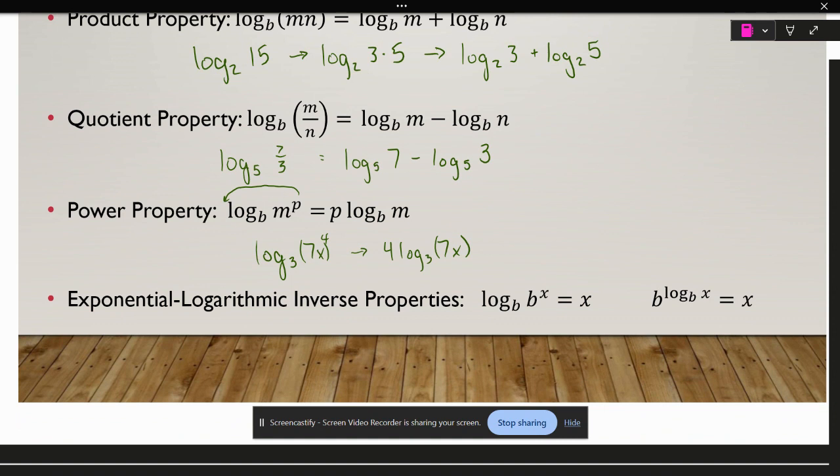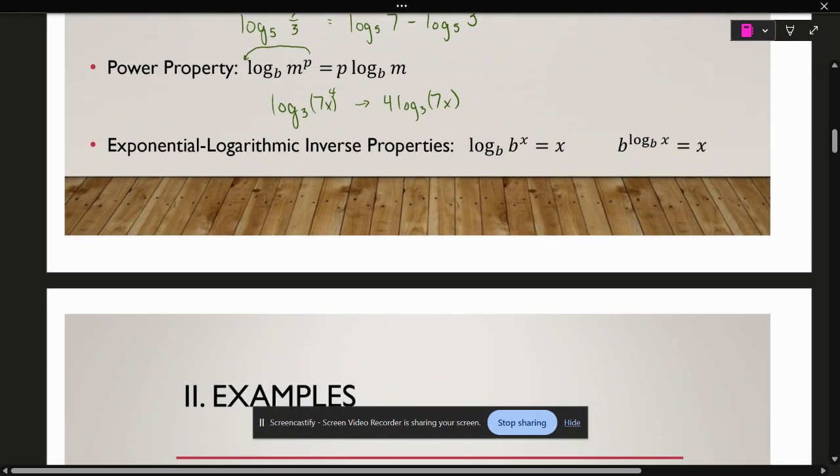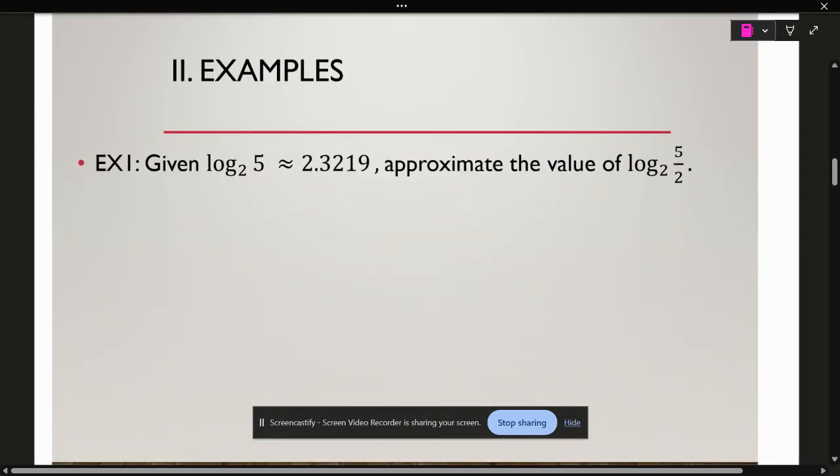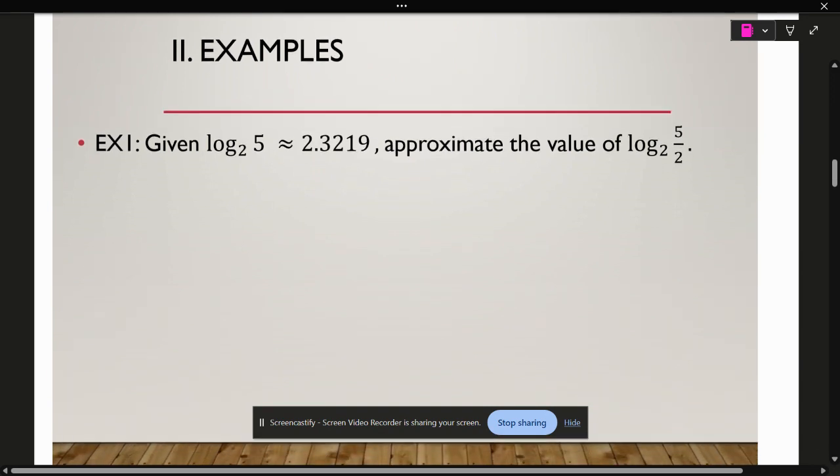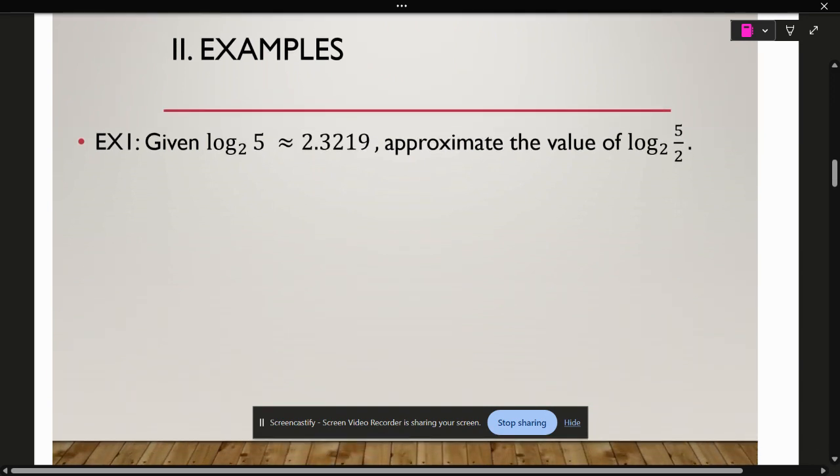Questions at all? These are things that you'll have to memorize, or at least get familiar enough with that you can work your way through. Let's go ahead and take a look at some of these examples, starting with how to approximate the value. It says the log base 2 of 5 is approximately 2.3219. Approximate the value of log base 2 of 5 divided by 2.